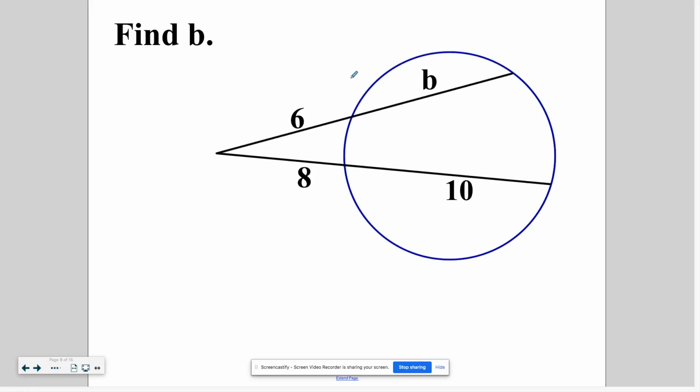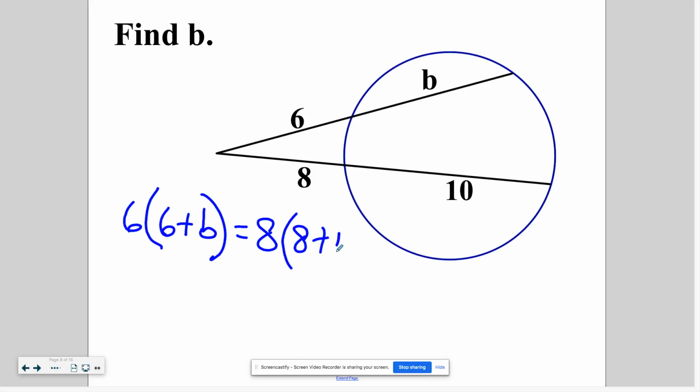Okay, so let's put it to use. What do I do? Well, the easy way is the exterior times the whole length, 6 plus b. And that should equal the exterior times the whole length. This is where students make mistakes often. They just use 10 instead of using 18, or they just use 8 instead of 18. Make sure it's the whole length.